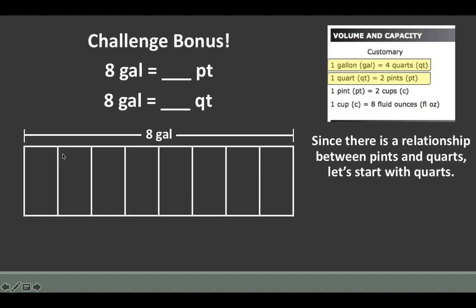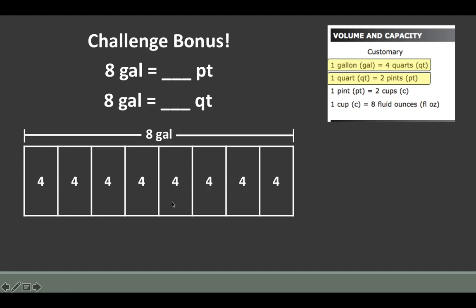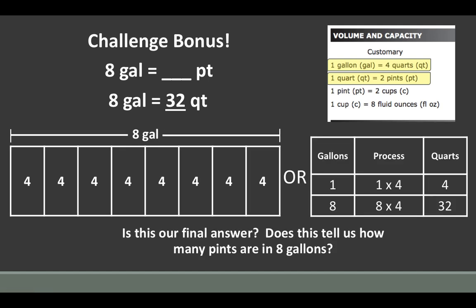So if we have 8 gallons, 1, 2, 3, 4, 5, 6, 7, 8, 4 quarts each, 8 times 4 means that we have 32 quarts. Now we're getting somewhere. Or if you prefer the input-output table, 1 gallon equals 4 quarts, 8 gallons times 4 equals 32. But is this really our final answer? Does this tell us how many pints are in 8 gallons? No, because we're still at quarts. We haven't figured out pints yet. So we're going to have to convert a second time.